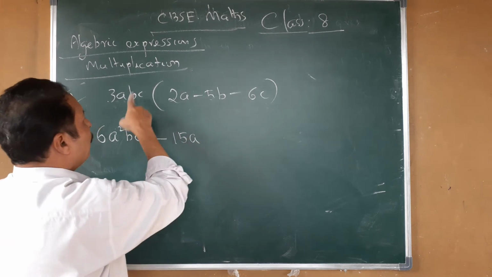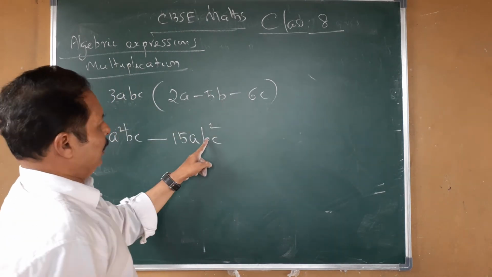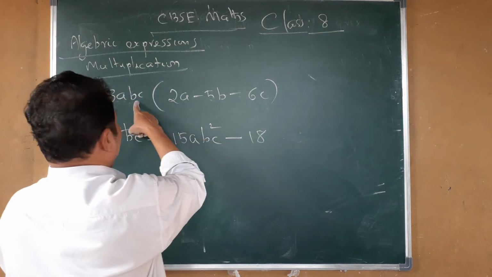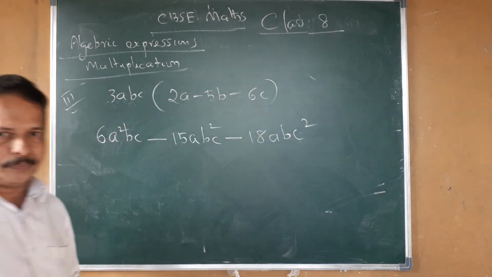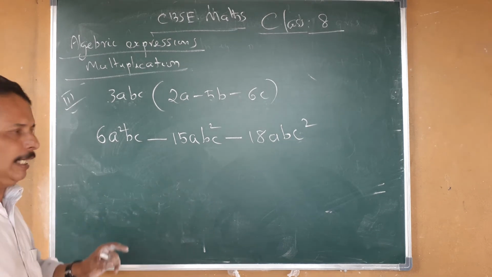b into b square. c. Minus 3 into 6, 18. c into c square. You look very carefully at the video. Watch very carefully. Is it clear?